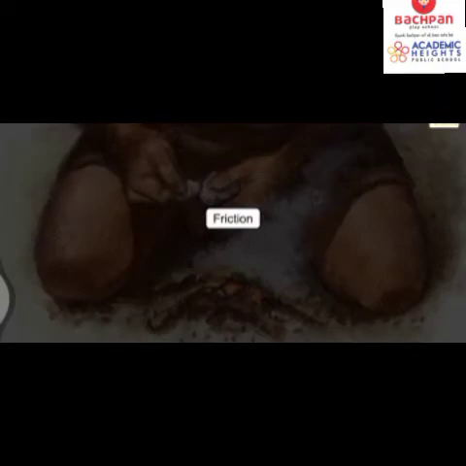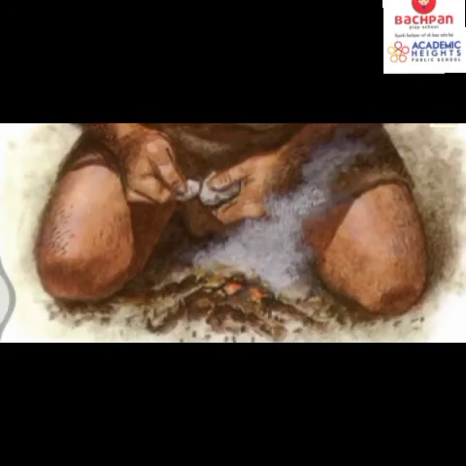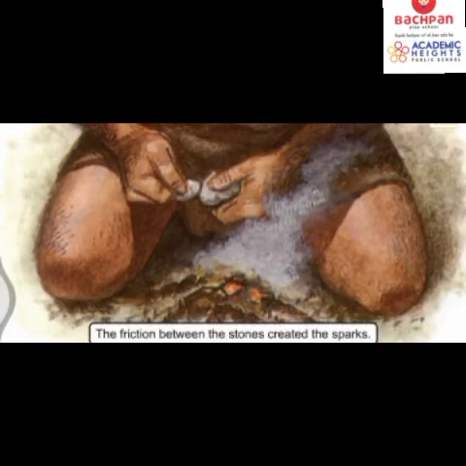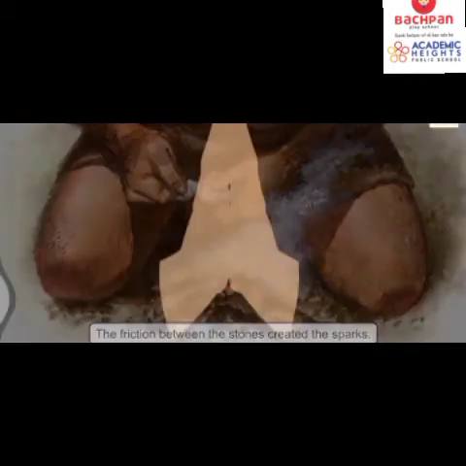Now, dear students, we will be studying about the frictional force. The early man was rubbing two stones, and accidentally when he was rubbing two stones, he saw sparks. And you know how the sparks came? The sparks were due to the friction between the stones.